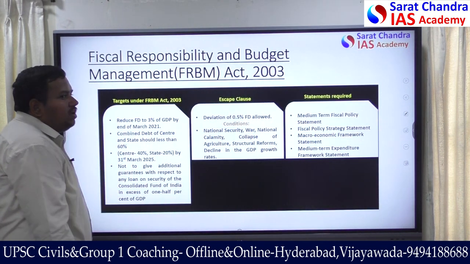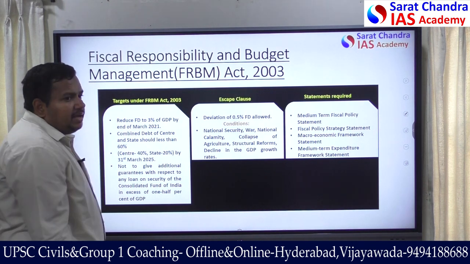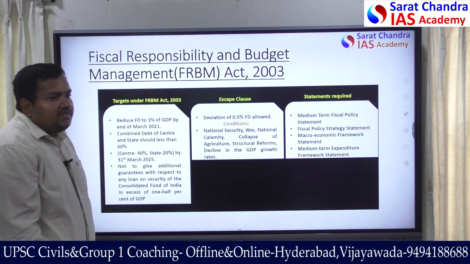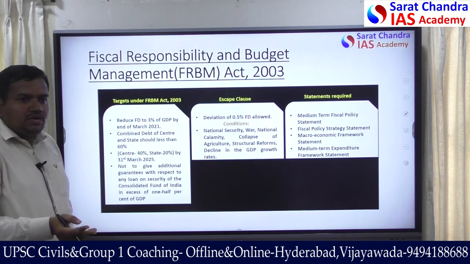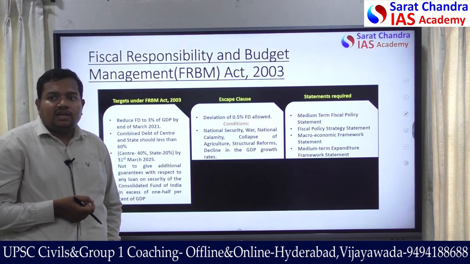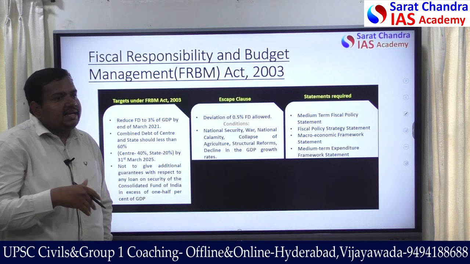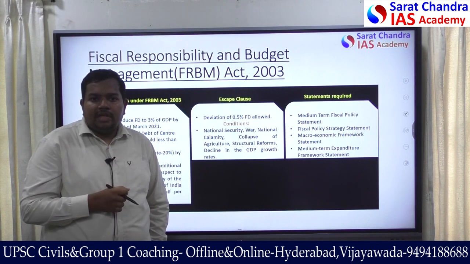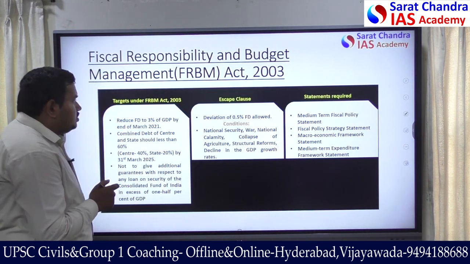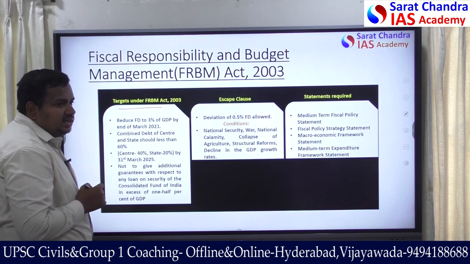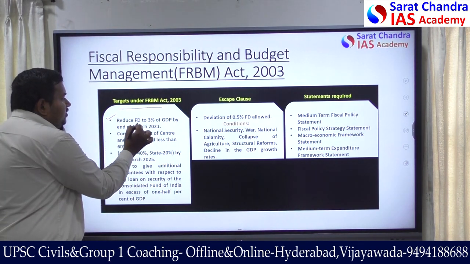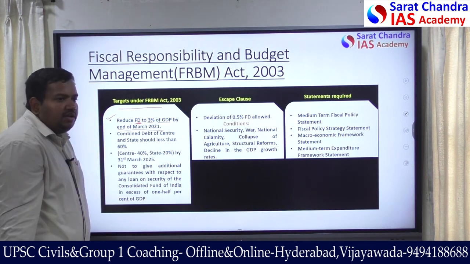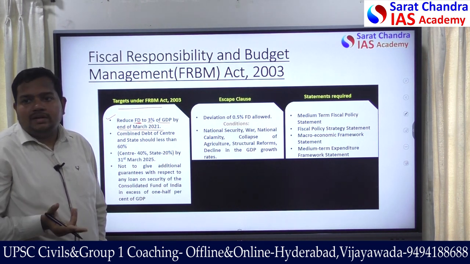Now, we have one important act called FRBM Act. So what is the meaning? Fiscal Responsibility and Budget Management Act, FRBM Act. Why do we need to know about this? I told you this year fiscal deficit has increased to almost 6.9%. And next year projection is also 6.5 or 6.4%. But according to FRBM Act, how much should it be? So we will see. According to FRBM Act, there are some targets fixed in 2003. What is that? Reduce FD, means fiscal deficit, to 3% of the GDP by the end of March 2021. But did it happen?